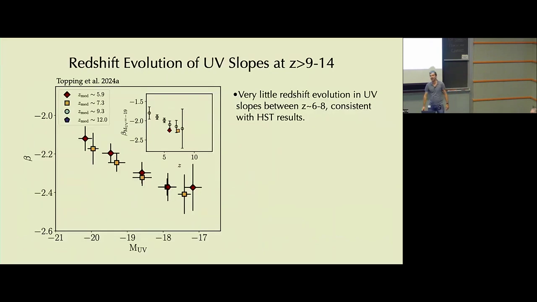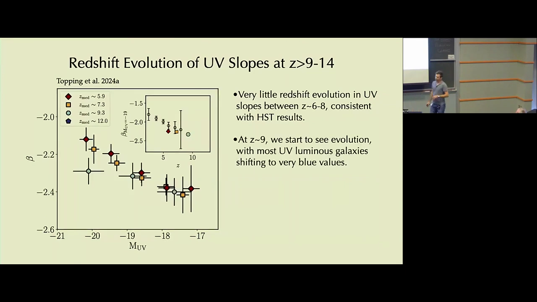Okay, we can zero in on this redshift evolution more clearly in this figure here. So here we're looking at UV slope versus absolute magnitude, and we see redshift 6 and redshift 7 shown in the two colors. Okay, we see a relationship between UV slope and absolute magnitude, with the brighter objects, the more luminous objects, being a little bit redder. Okay, and again, little redshift evolution between redshift 6 to 8, consistent with what was found with Hubble. But as we go to redshift 9, we start to see some evolution at the bright end of the UV luminosity function. The most luminous objects start to appear blue.